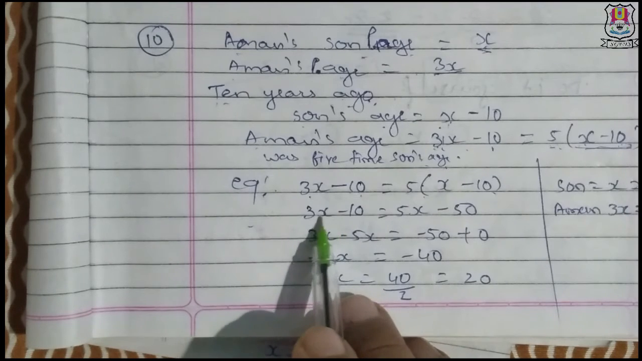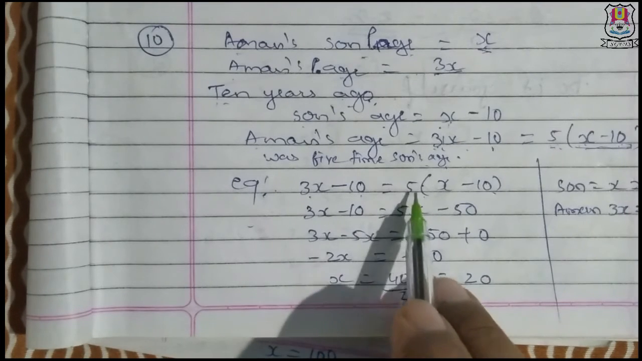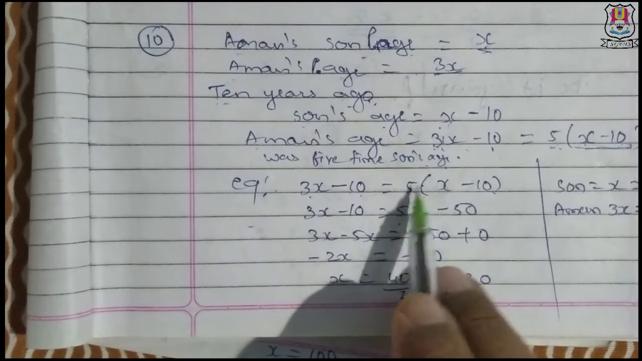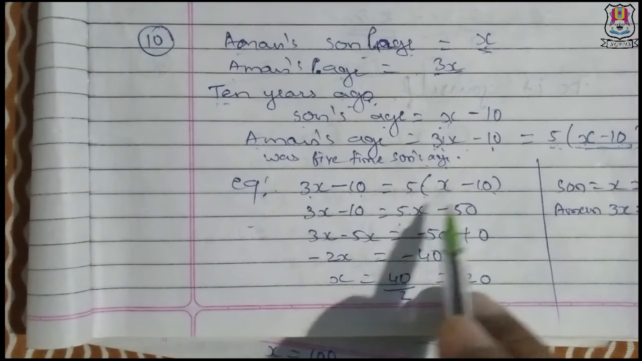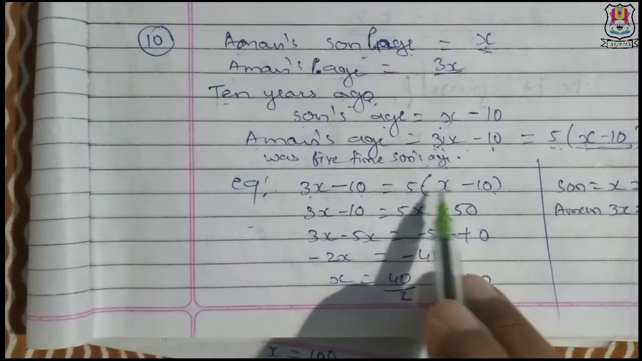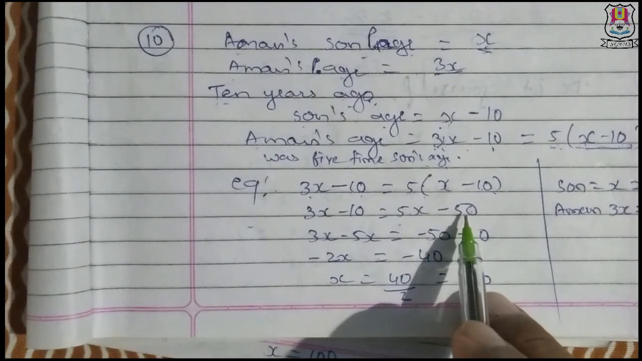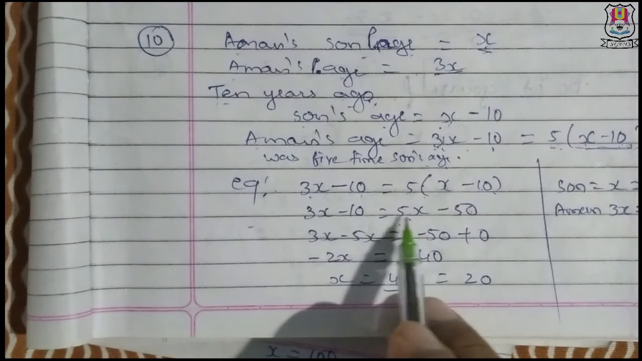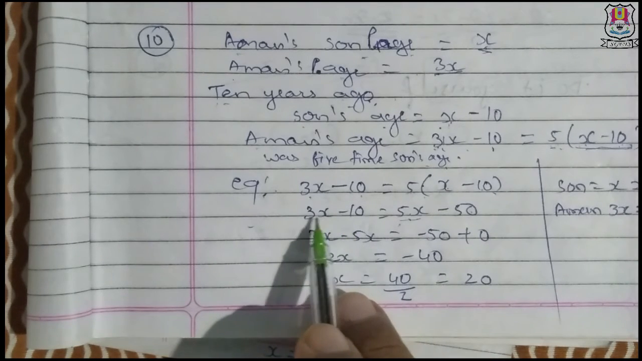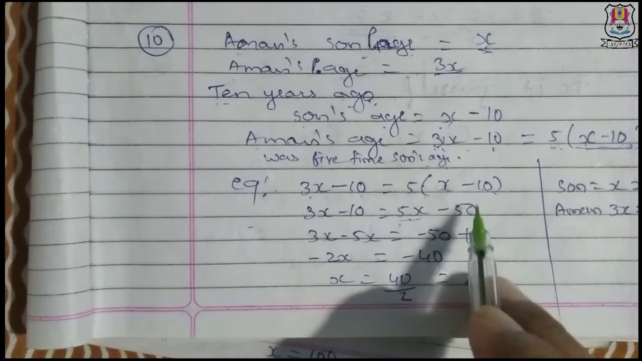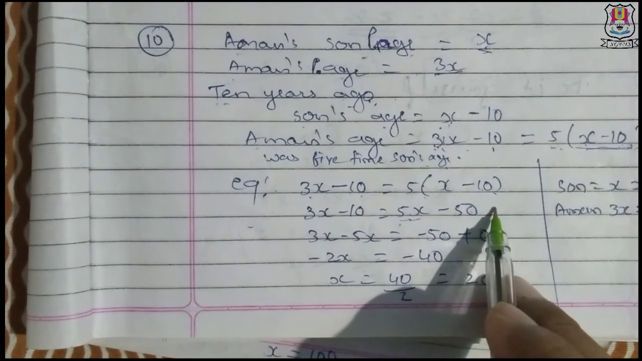So 3x minus 10 is equal to 5 multiplied by x, so 5x, and 5 is also to be multiplied by minus 10, so 5 multiplied by minus 10 is minus 50. Now shifting this x onto the left hand side, so we will have variables on one side and integers or values on the right hand side.